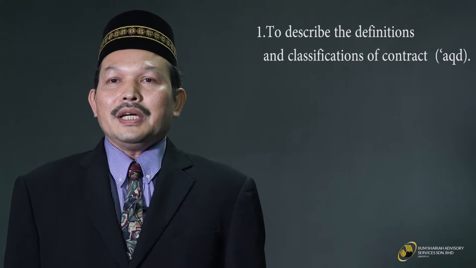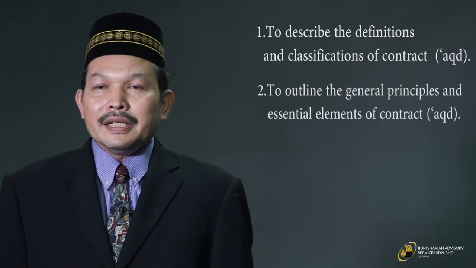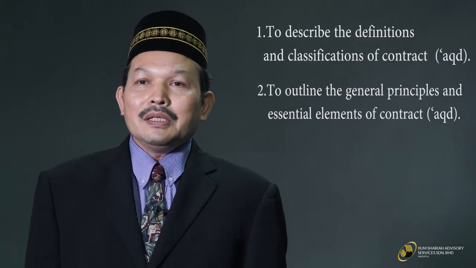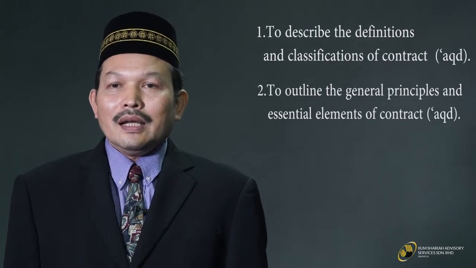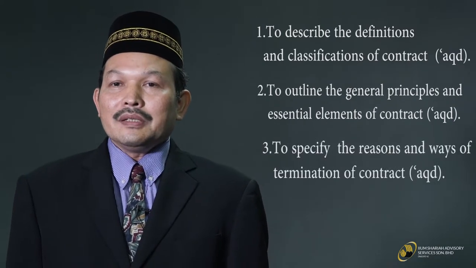For this module, the learning outcomes are first to describe the definitions and classification of contract or akad. Second, to outline the general principles and essential elements of contract or akad. And then lastly, to specify the reasons and ways of termination of contract or akad.